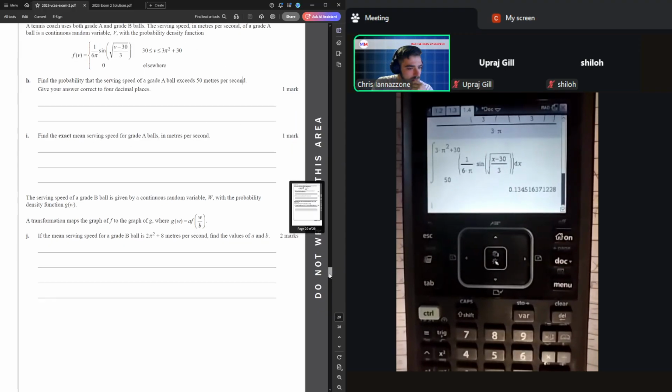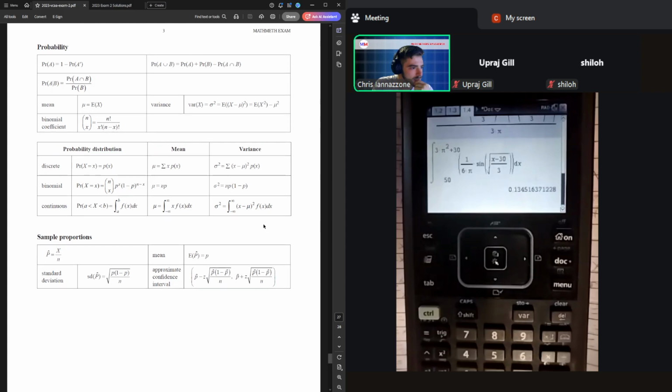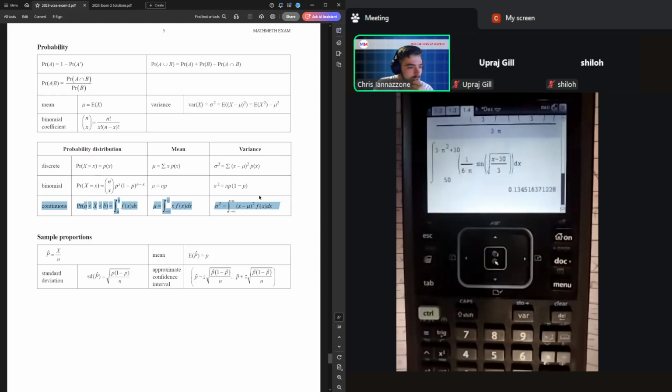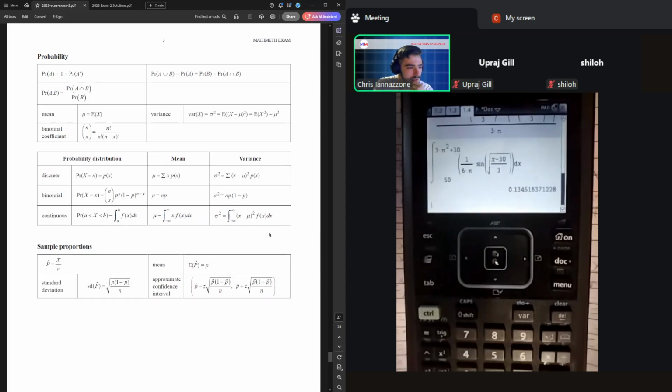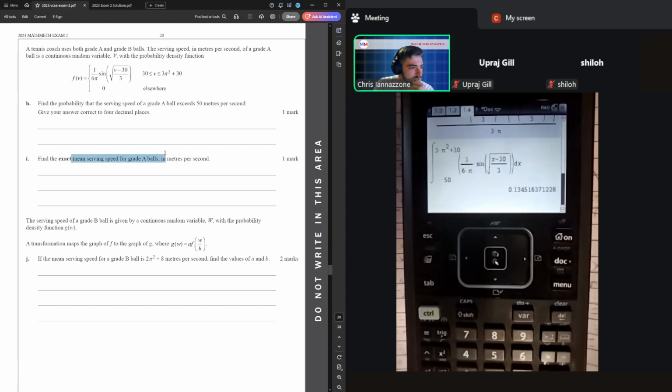In fact, if you have a look at your formula sheet, it'll at least help you with... Oh no, wait, yes it does. There we go. Continuous. It helps you with the calculation of continuous probability, mean, variance, and technically also standard deviation because it's always just the square root. So you have all these things here, and you should have a copy of the exam as well. See if you can use specifically this one for the next part, calculating the mean. Find the exact mean of the serving speed.